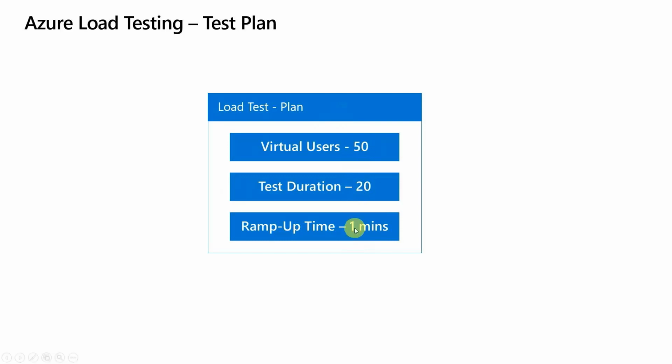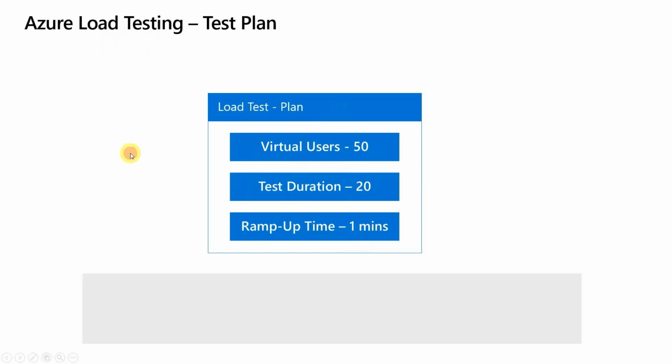Within an overall 1 minute, slowly, first it will create 10 users, wait for 10 seconds, then create 10 more users, right? Within 1 minute, it will create 50 users overall. That's what ramp up time is. So these are all input parameters that are required while configuring the load testing service.